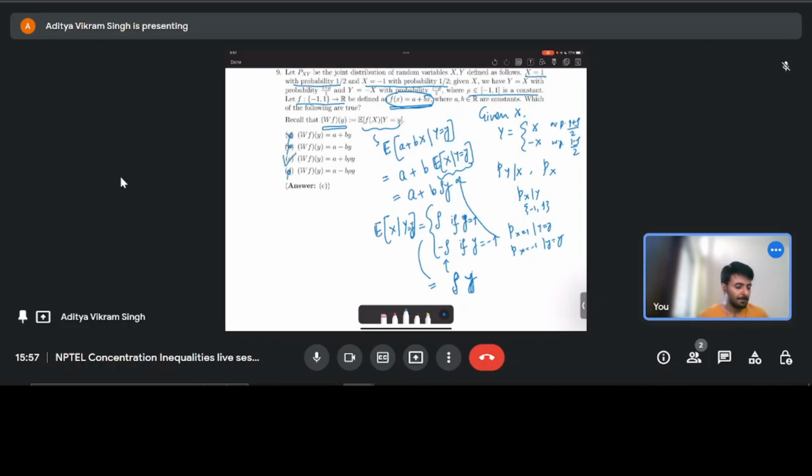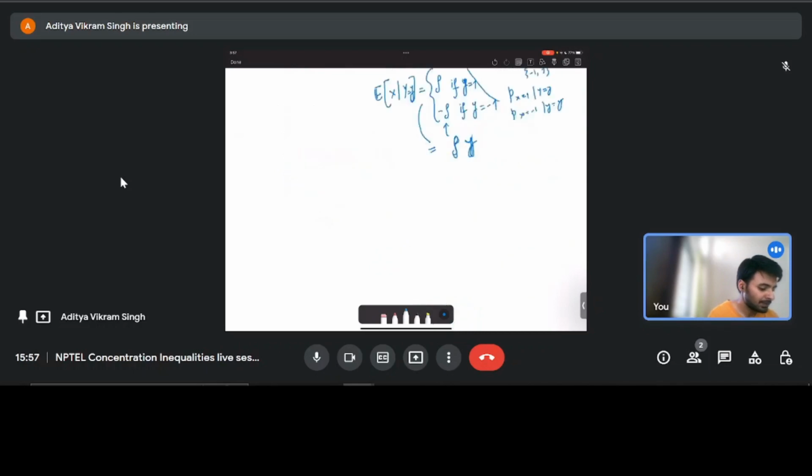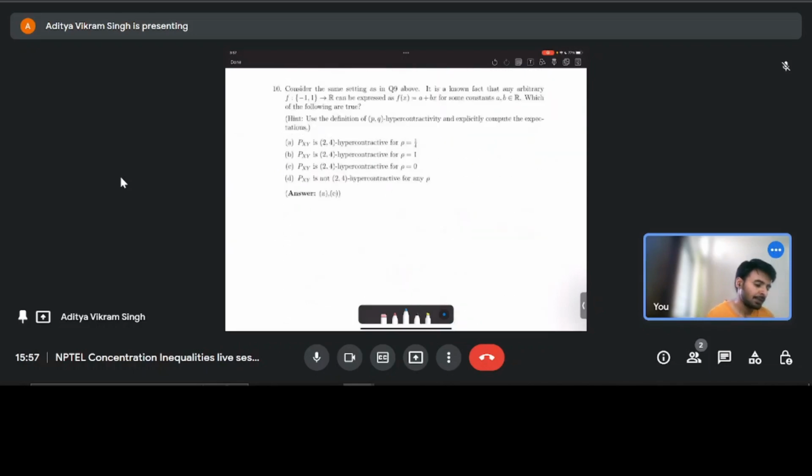Okay, so we have the final question. Consider the same setting as in question 9 above. It is a known fact that any arbitrary f from this 2-point set, this cardinality 2 set, can be expressed as this linear function.